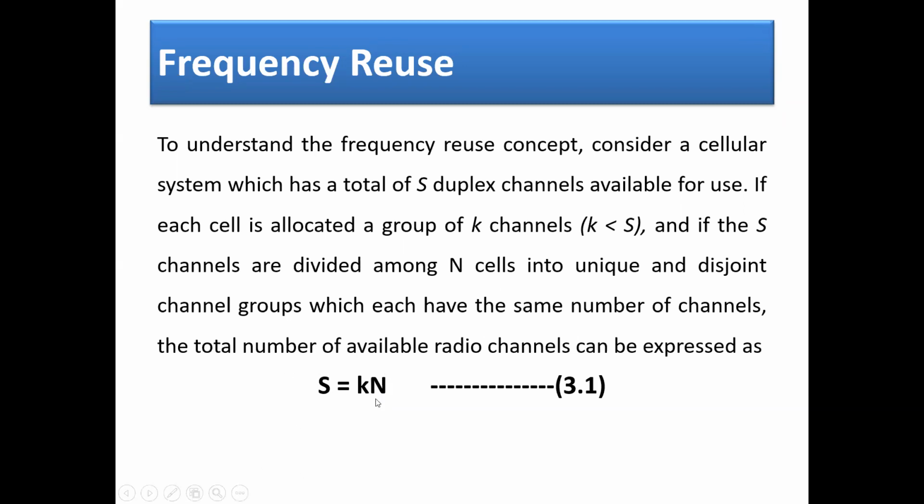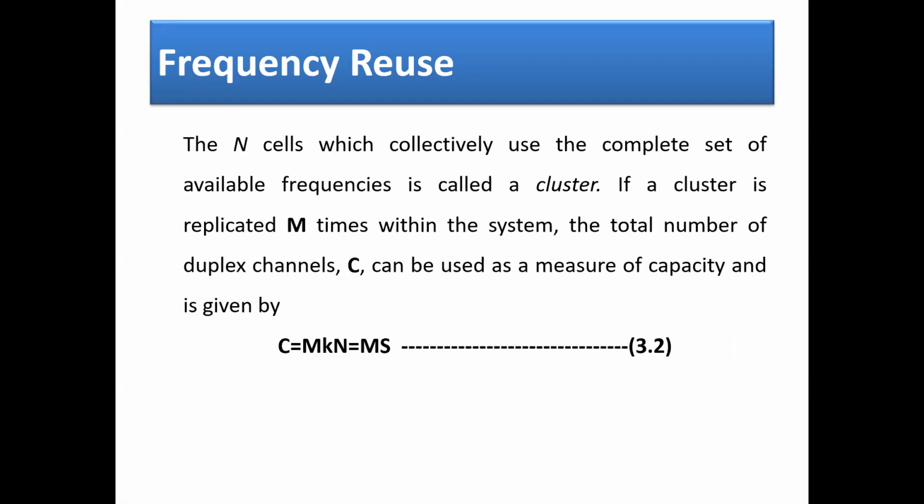The important thing here is that the overall number of channels equals K multiplied by N, where K represents the number of channels assigned to a single cell, and capital N represents the cluster size, I mean the number of cells in each cluster. Now the N cells which collectively use the complete set of available frequencies are called the cluster.